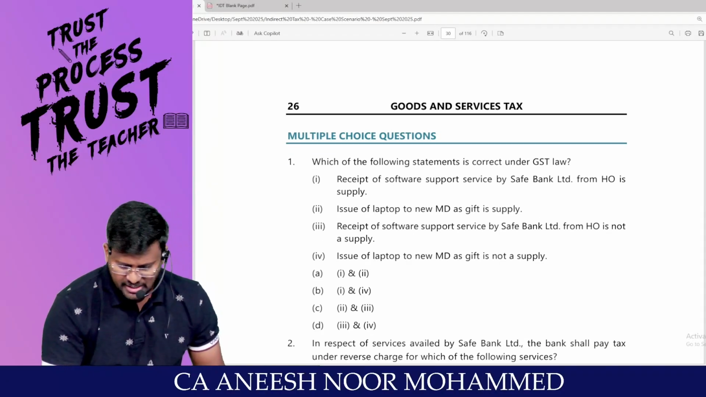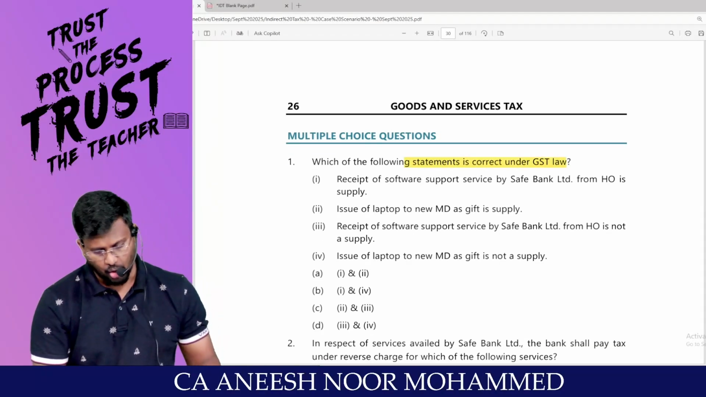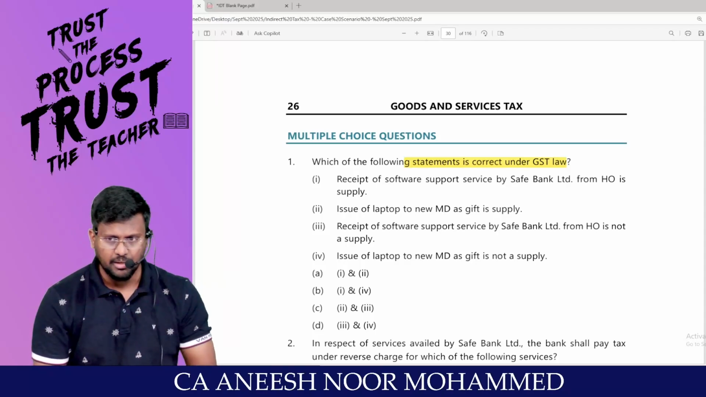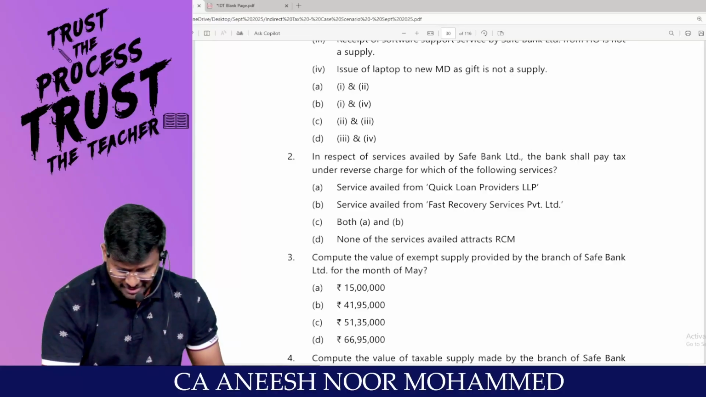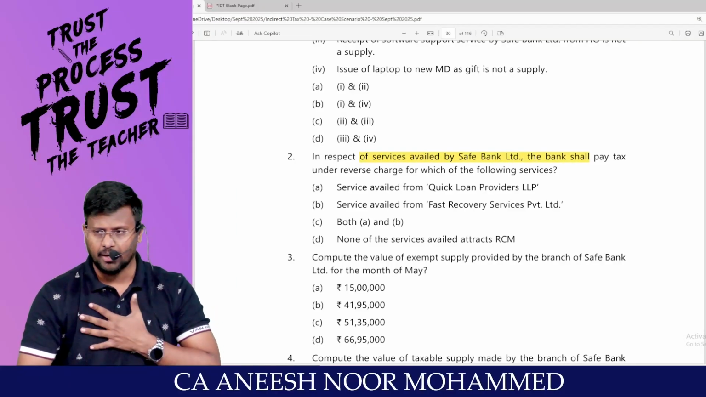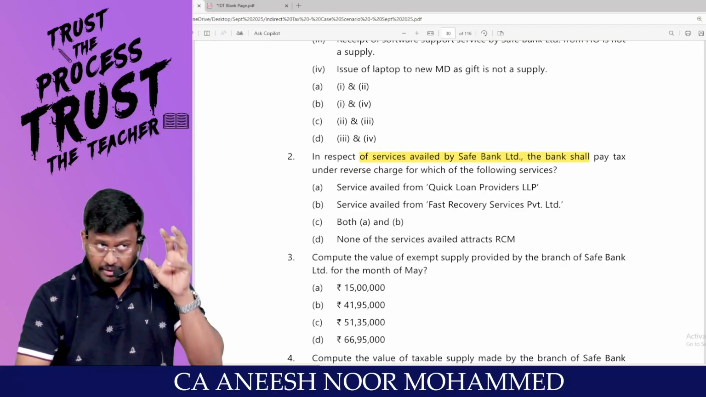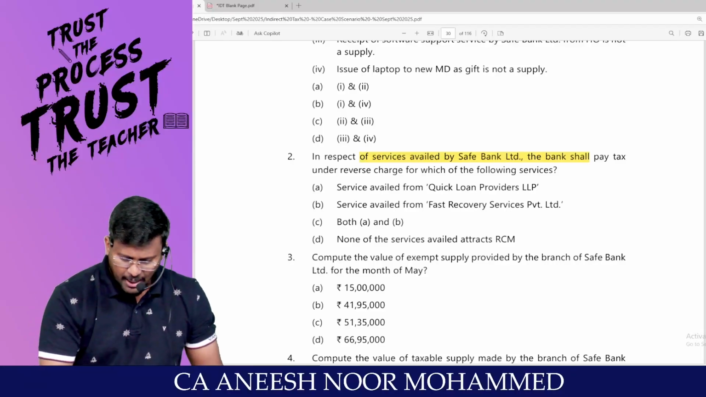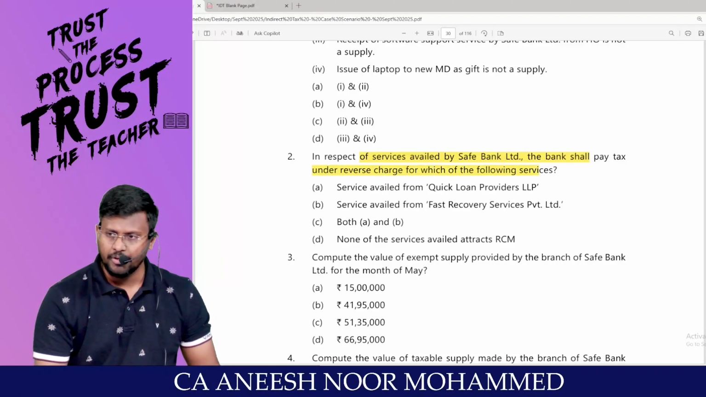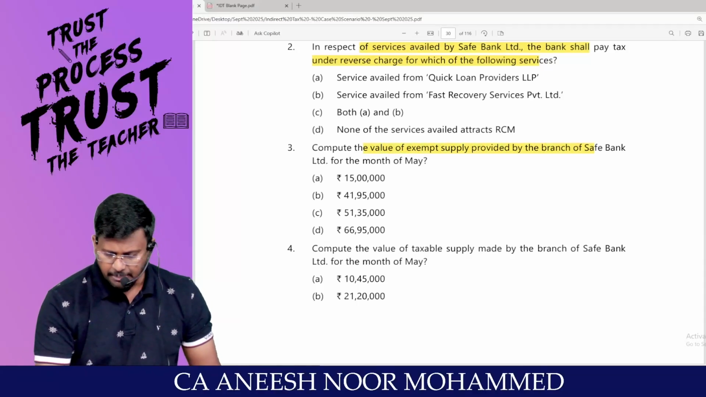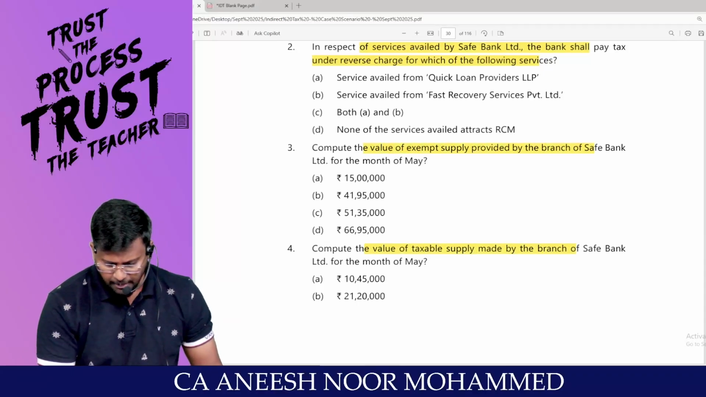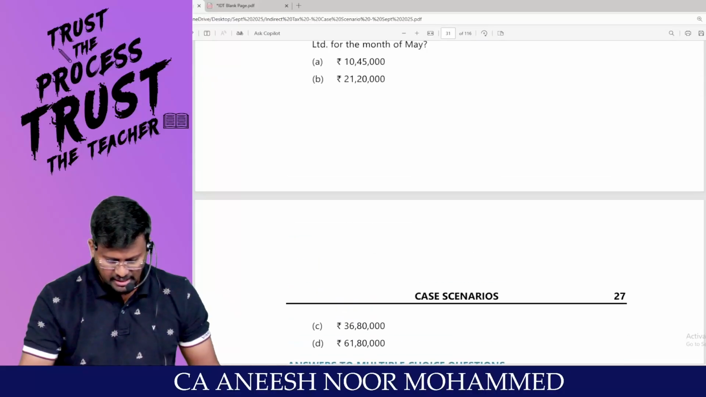Which of the following statements is correct under GST law? This is what they are asking to be correct. For that, I have to read the case scenario. Then I will come back. In respect of service availed by Safe Bank Limited. So, Safe Bank may be our client. They have received so many services. Shall pay tax under RCM. For which RCM will be applicable is the question. Compute the value of exempt supply provided. They are asking. Compute the value of taxable supply provided. They are asking. That's it.